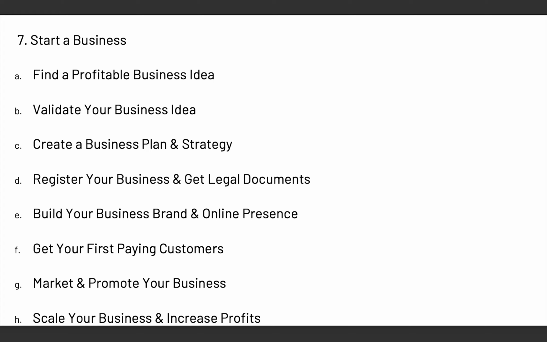So after you've done that, the next thing is to market and promote your business. So like I've said earlier, to promote your business, you can use paid ads, content marketing, influencer marketing, affiliate marketing, referrals, and so on. These are different ways you can promote and market your business. And from there, you can scale up your business and increase your profits. So this is the step-by-step guide you can follow to start a business and make money from a business.